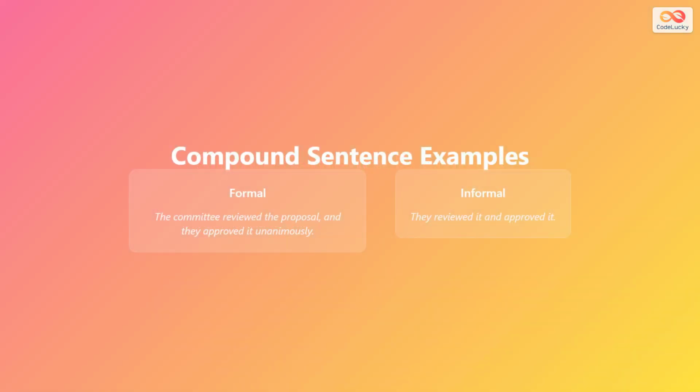Now let us examine compound sentences. Formally, we might write, the committee reviewed the proposal and they approved it unanimously. This is compound because it joins two independent clauses. Informally, we would say, they reviewed it and approved it. The formal version is longer and more detailed, while the informal version is direct and concise.